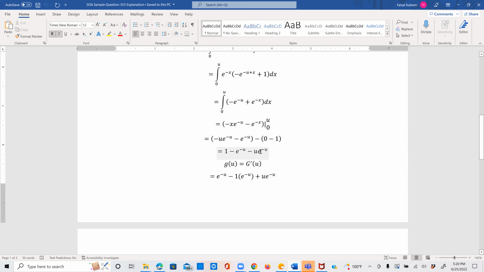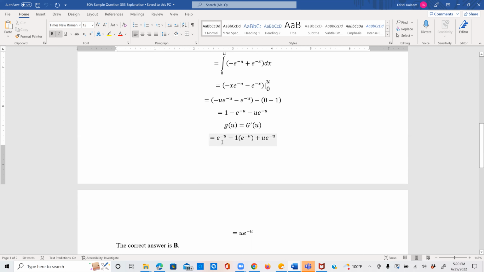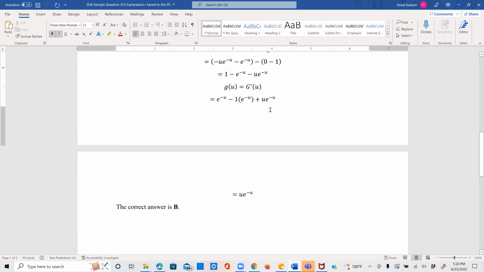And on the u e to the negative u term, we use the product rule, so minus the first derivative of the first would be 1, and you keep the e to the negative u, and then you keep the minus u, and the derivative of e to the negative u is negative e to the negative u, so it ends up being plus u e to the negative u. And here we see that the e to the negative u and this one cancel out, and you're just left with u e to the negative u, which is choice B.